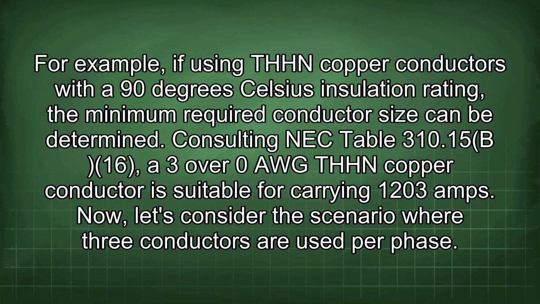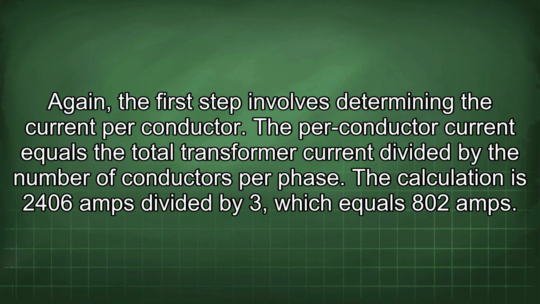Now, let's consider the scenario where 3 conductors are used per phase. Again, the first step involves determining the current per conductor. The per conductor current equals the total transformer current divided by the number of conductors per phase. The calculation is 2406 amps divided by 3, which equals 802 amps.